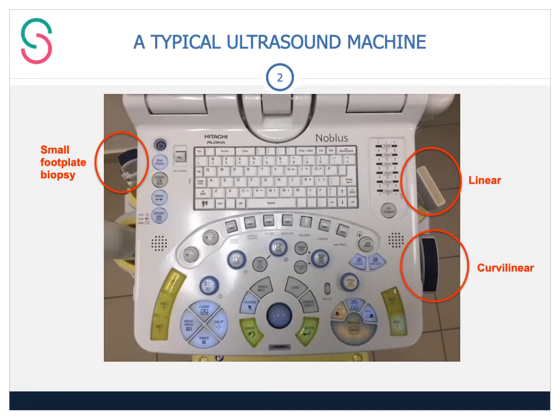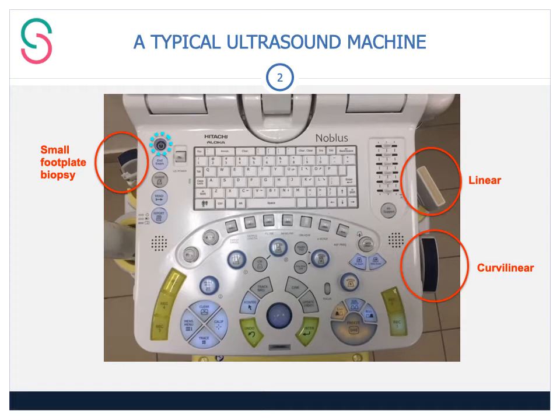Firstly, we start with a typical ultrasound machine, in this case with three probes: a curvilinear low frequency probe, which is very useful for lung and abdominal ultrasound. Secondly, a linear higher frequency probe used for superficial work and vascular access. And in this particular machine, which we use in the pleural clinic, we have a small footplate biopsy probe. But on many of your machines, you'll also have a cardiac probe, which you'll be using for echocardiography.